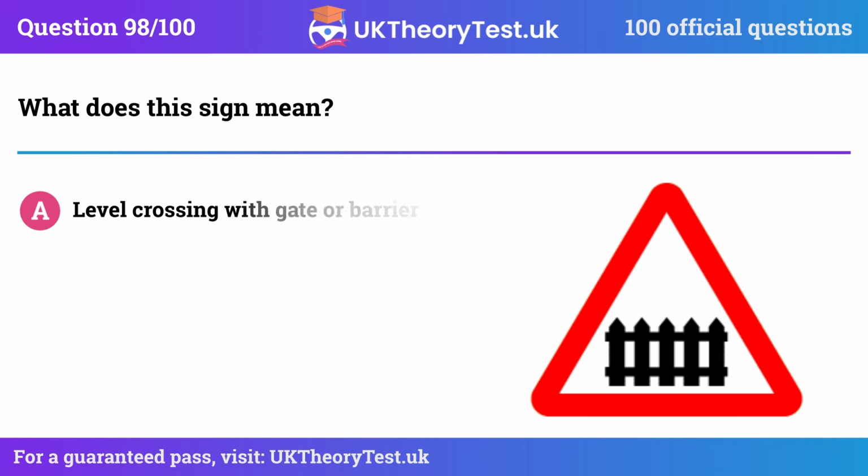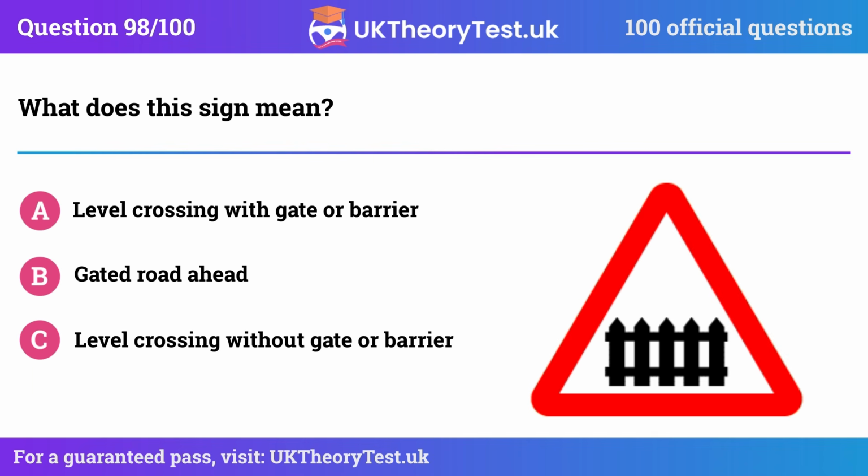A. Level crossing with gate or barrier. B. Gated road ahead. C. Level crossing without gate or barrier. D. Cattle grid ahead.